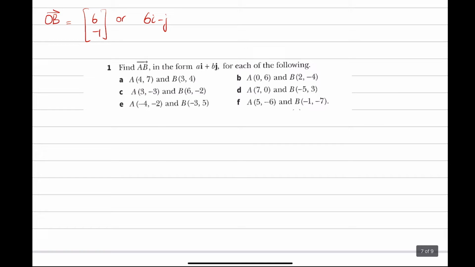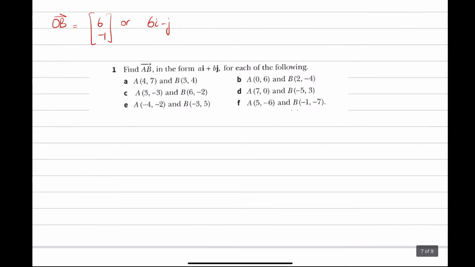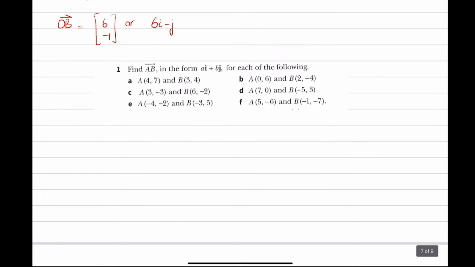It says find AB in the form of ai plus bj for each of the following. So notice that we have A and we have B. The first thing you want to do is write them in vector form. If you have the coordinates of A 4 comma 7, that means what you technically have is OA, which is 4 and 7. And just like that, if you have the coordinates of B 3 comma 4, that means what you technically have is OB, which is equal to 3 4.